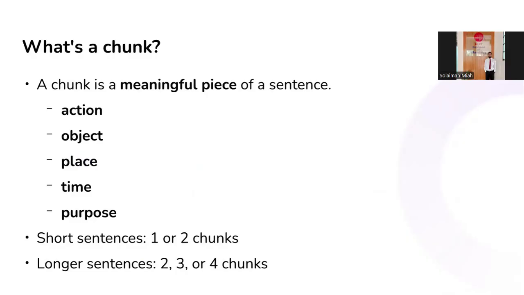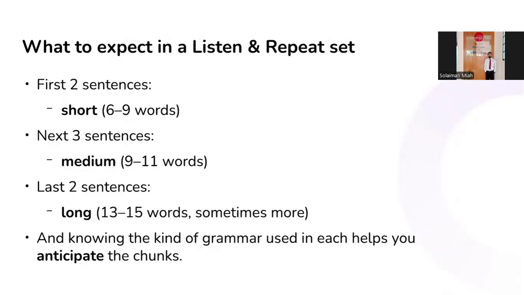Most chunks are one of a few types: an action, an object, a place, a time, or a purpose. Short sentences usually have 1 or 2 chunks. Longer sentences can have 3 or 4. You're never holding more than about 4 chunks at a time, no matter how long the sentence gets. That's the trick. To best take advantage of chunks, it also helps to know what kinds of sentences are coming on the test. Listen and repeat sets follow this structural pattern.